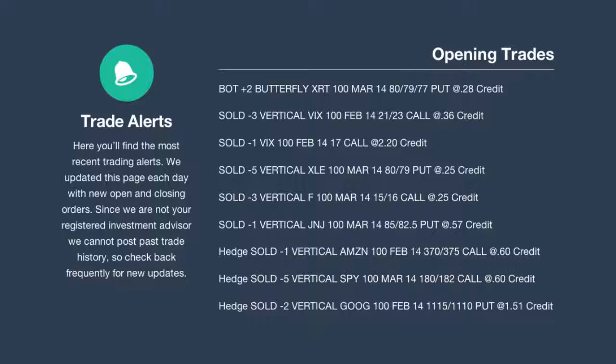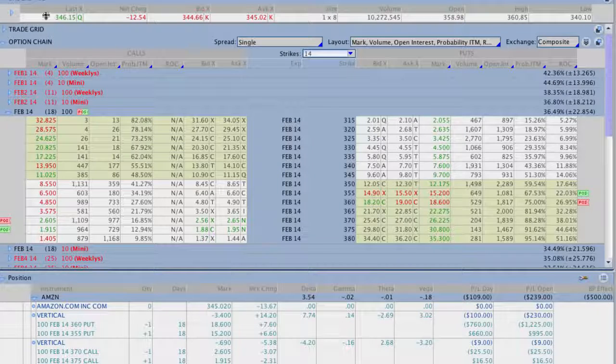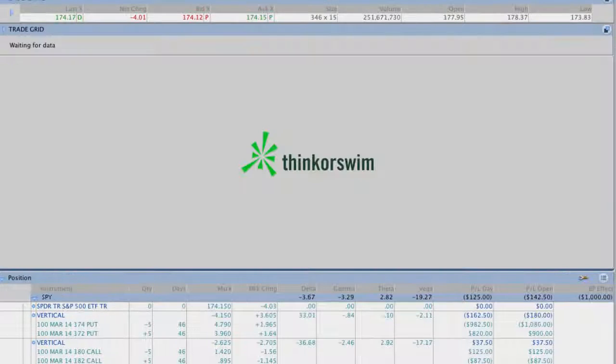Next one that we want to go over is same idea as Amazon, and that's our vertical in SPY. So we already have a put spread in SPY, and we matched it, both the number of contracts we traded and the width of the strikes. We sold the 180, 182 call spread, taking a nice credit of $60 on this one. A little bit better credit in relation to the width of the strikes here. Same thing as with Amazon is that we have no additional risk by adding this position.